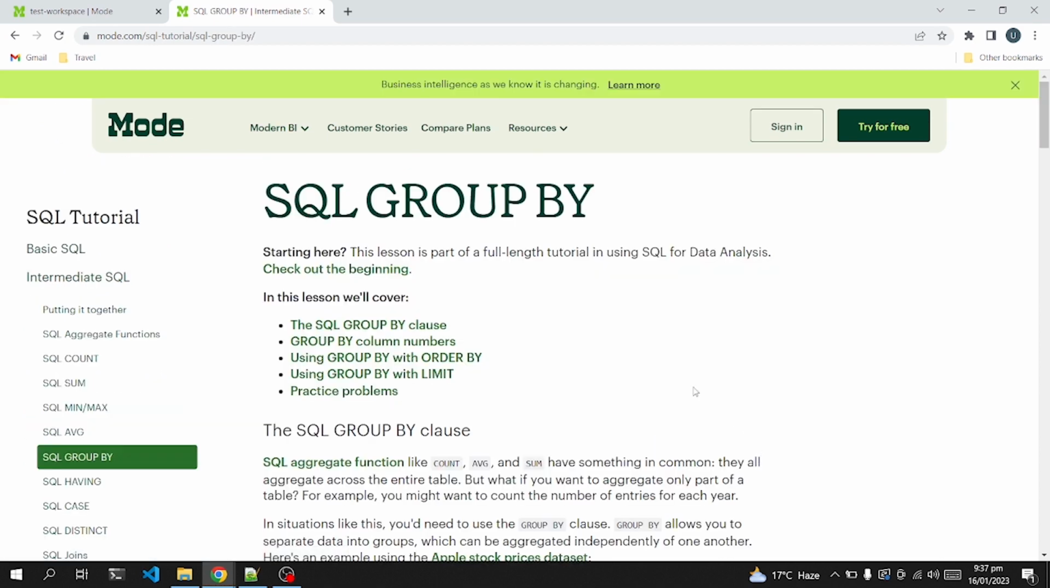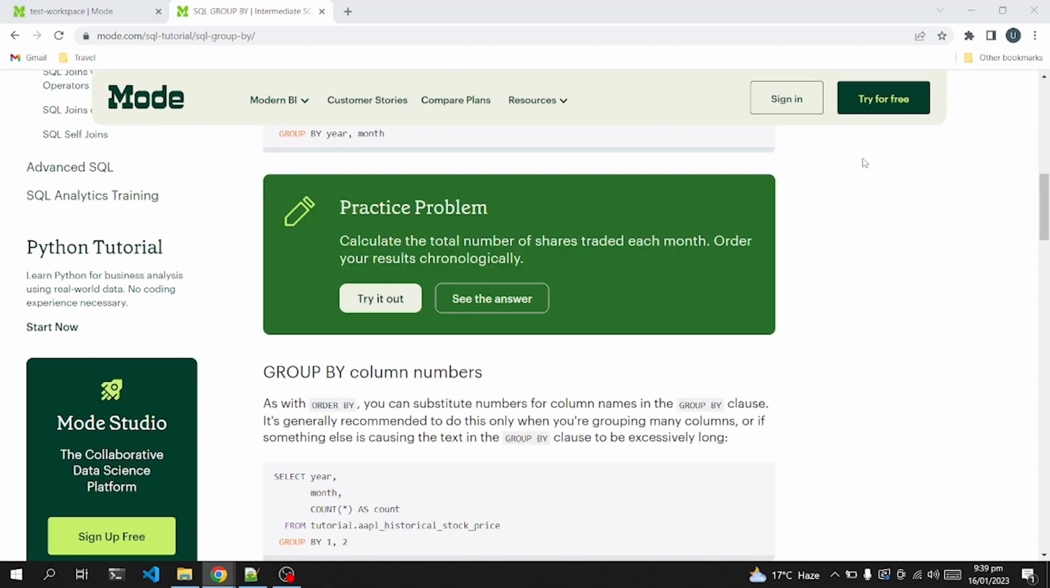Now let's jump to group by. In the first query of group by, we have to write a query that calculates the total number of shares traded each month. So it looks like we have to group by month and order the results chronologically, which means we have to order by year or month, whichever is mentioned in the query. Let's try it out.